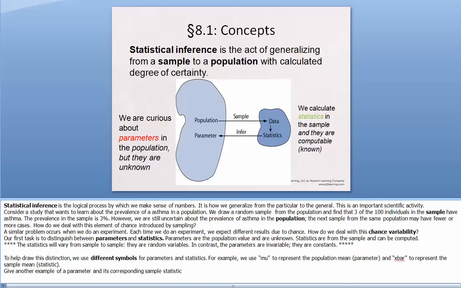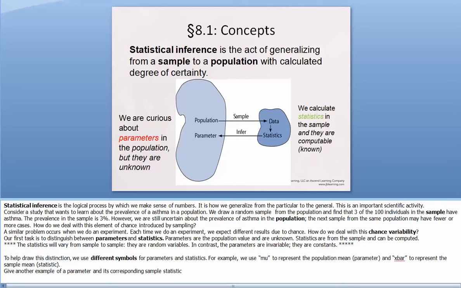Okay. A similar problem occurs when we do an experiment. Each time we do an experiment, we expect different results due to chance. How do we deal with this chance variability? Even in a lab experiment where we think that measuring is so pure, still we will not get the same answer if you repeat the same experiment over and over. Okay, that we know. So there is always chance whenever we make measurements. We need to see how we deal with this.